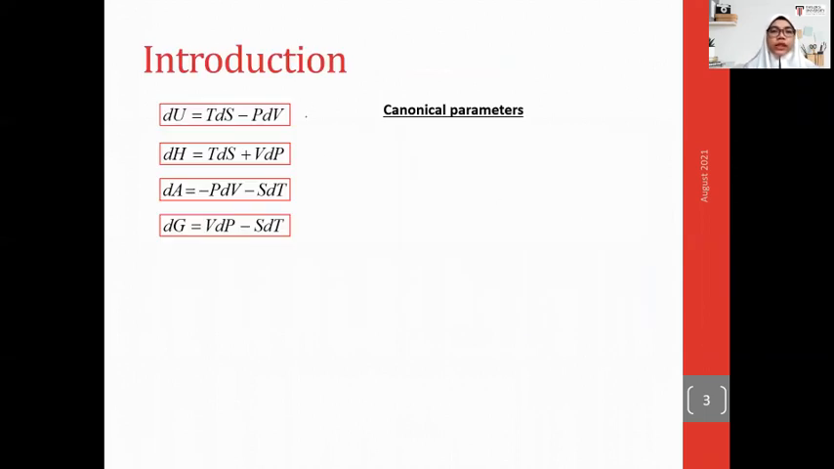As an introduction, from the Maxwell equations we have learned about the correlations between the thermodynamic properties. Based on this example, we have dU equal to TdS minus PdV, and we can also have other relations mainly used in this module. The canonical parameters are the natural variables of each thermodynamic property. For the first equation, the internal energy is a function of S and V: U equals U(S, V). This is known as the canonical parameters for the internal energy.